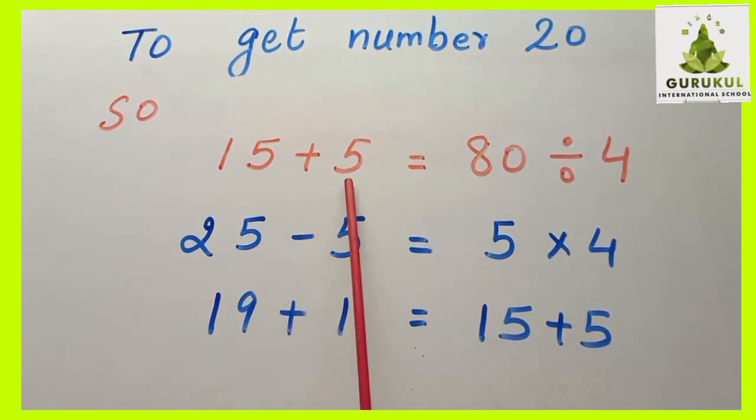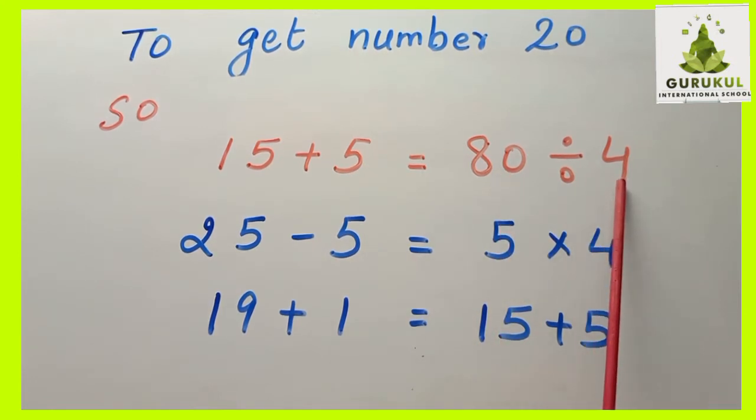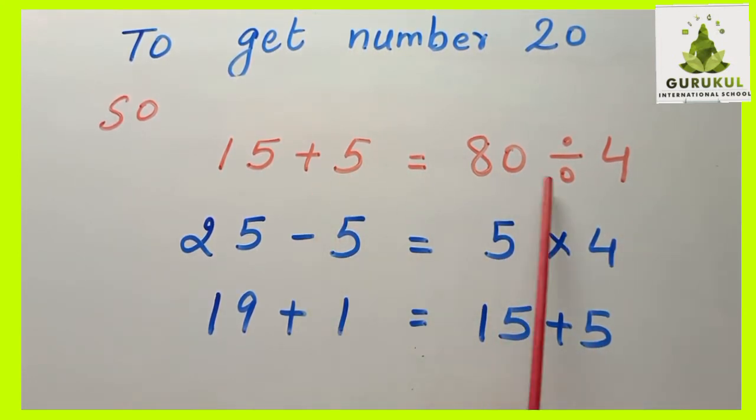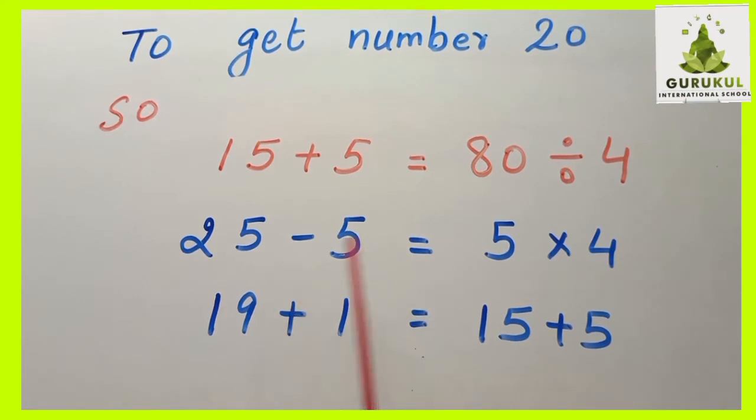So 15 plus 5 is 20. 80 divided by 4 is also 20. So LHS are also equal. See this, 25 minus 5 is 20. 5 fours are 20. So I can equate the different operations on the different sides this way also. Is that clear? This is the equality between different operations. Is it clear to you?